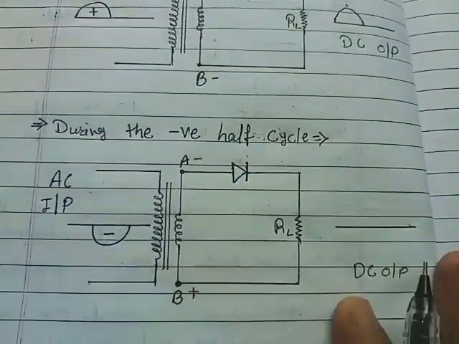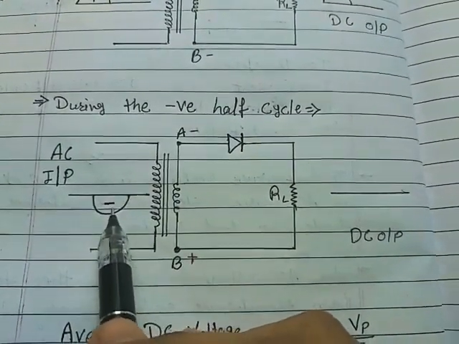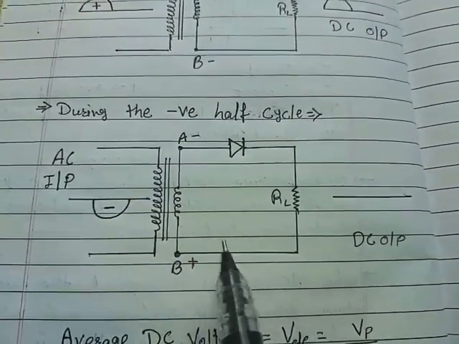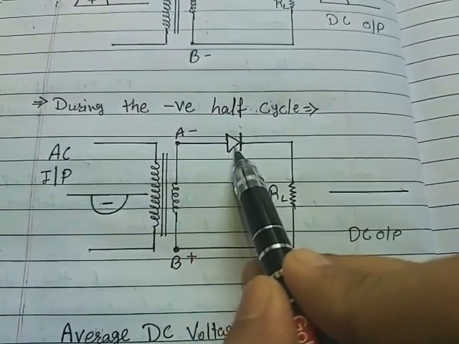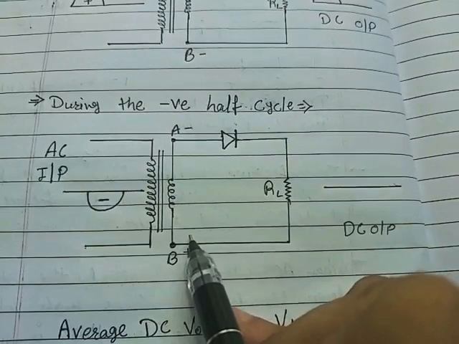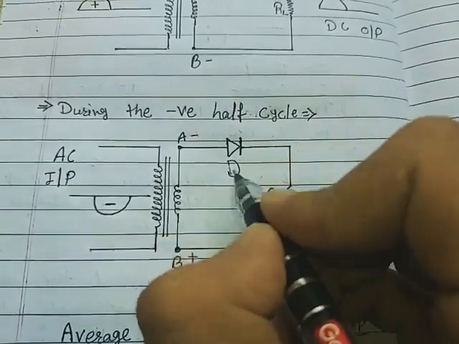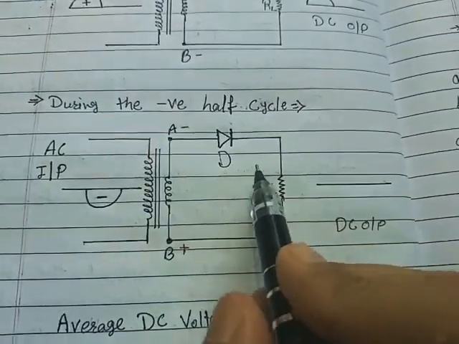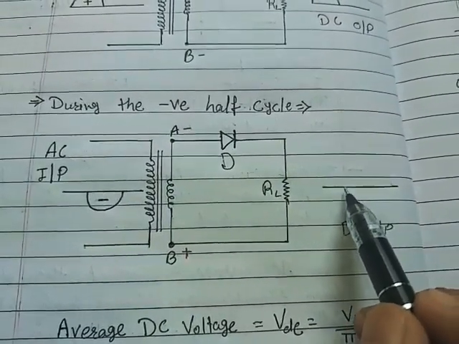Now during the negative half cycle, terminal A becomes negative and terminal B becomes positive. The P end of the diode D is connected to negative and the N end of the diode is connected to positive. Hence the diode D becomes reverse biased, and as we know, in reverse bias the diode does not allow the flow of current. Hence no current flows through the diode and the output is nothing, or we can say blank.